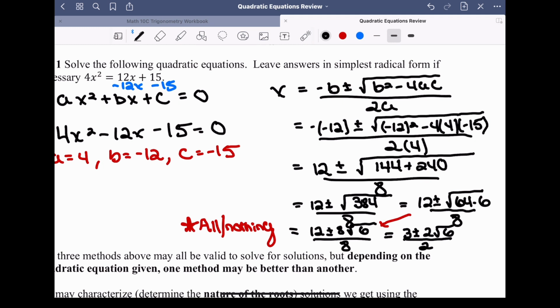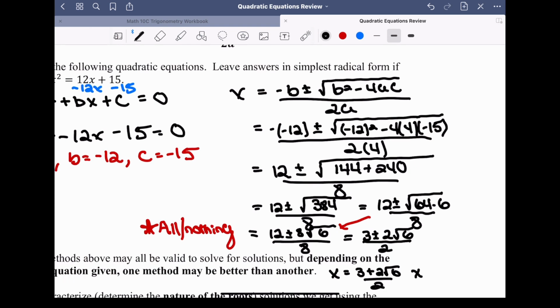So 12 over 8 reduces to 3 over 2, and 8 over 8 reduces to 2 over 2, according to the fact that we have a common term in all of those. So now my two solutions: case 1 is where x is equal to 3 plus 2 root 6 over 2. And then my second case, where x is equal to 3 minus 2 root 6 over 2.